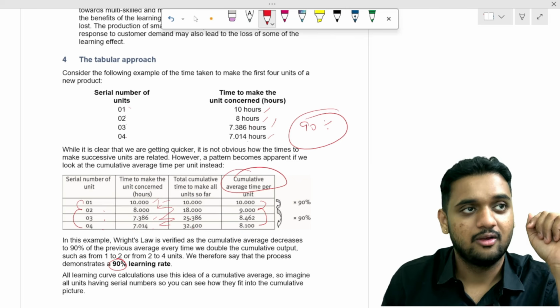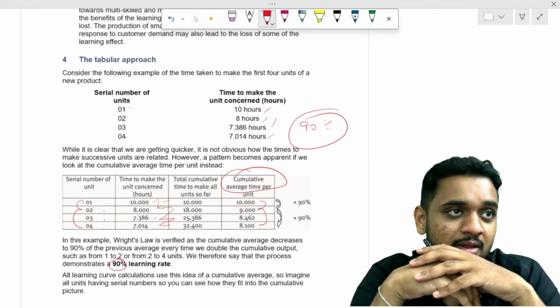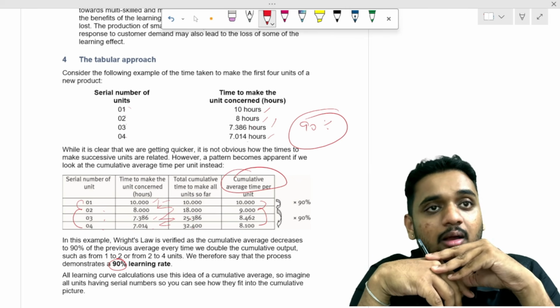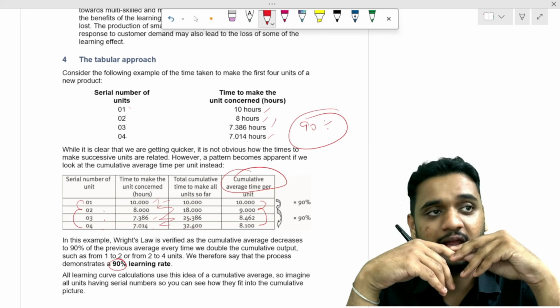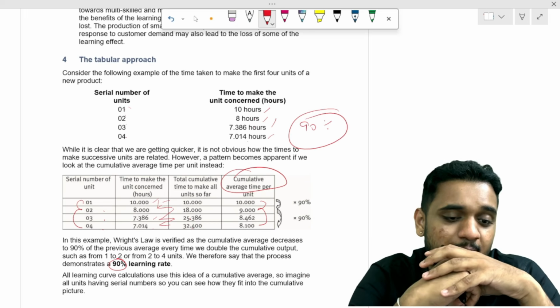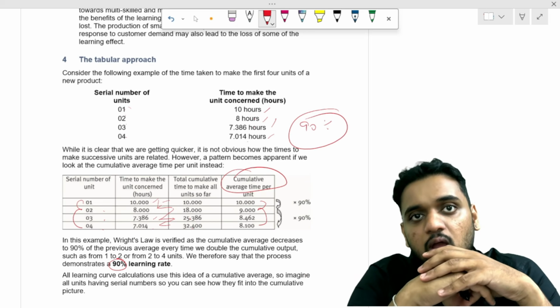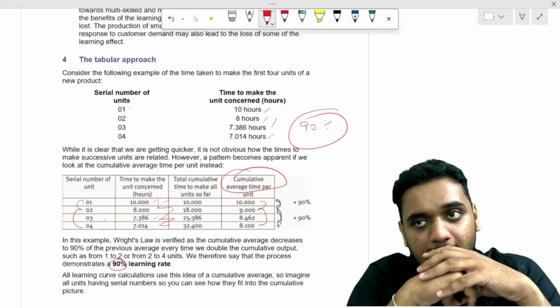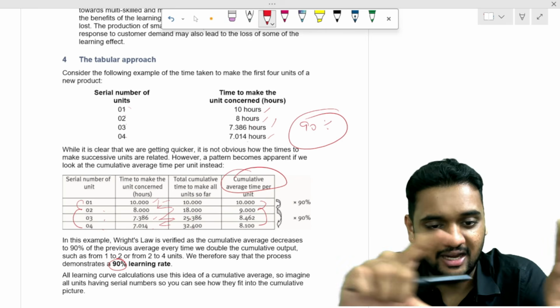Understood? When unit keeps on doubling, cumulative average time reduces by a respective percent. You can either do minus 10% or you can multiply by 90%. Both you get the same answer only. Understood or not? Yes, sir. Understood the entire diagram?